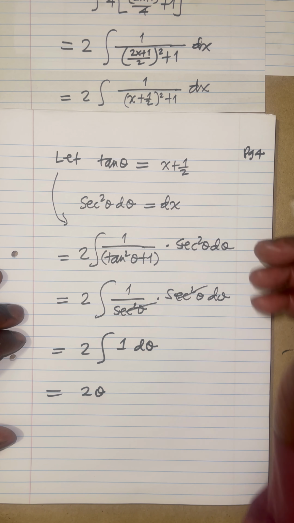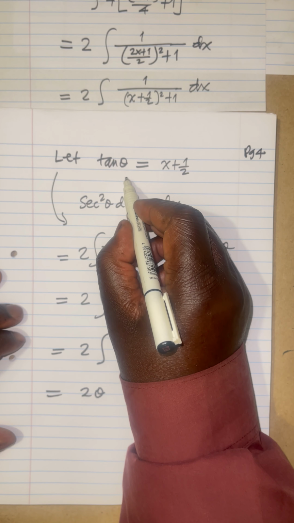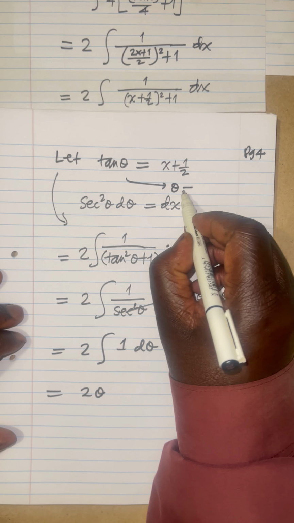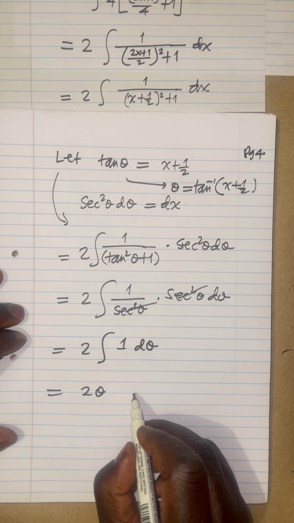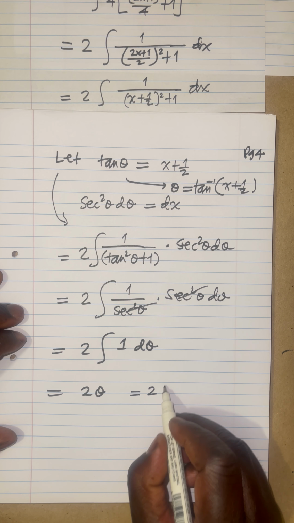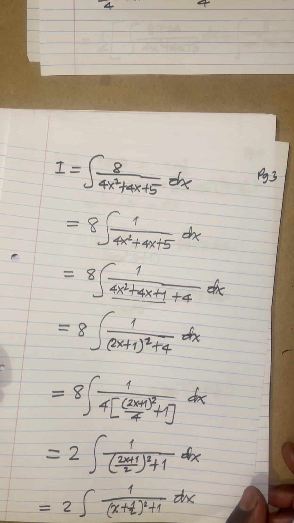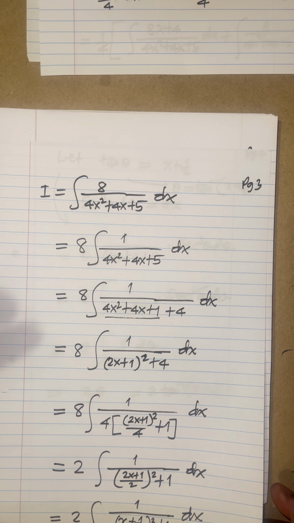But now what is theta? Well, at this point here, you can clearly see that you can solve for theta and say theta is just going to be tan inverse of x plus half. So this then simplifies to 2 tan inverse of x plus half. What is this? Don't forget, this is I over here. That's our I. That's how it simplifies to.